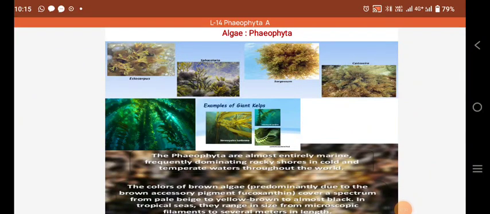Okay, very good morning again. So we have started with the Phaeophyta.